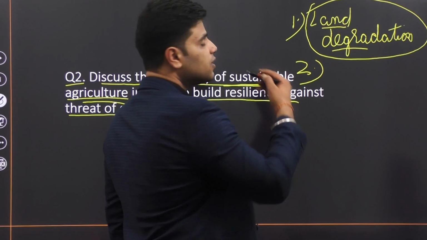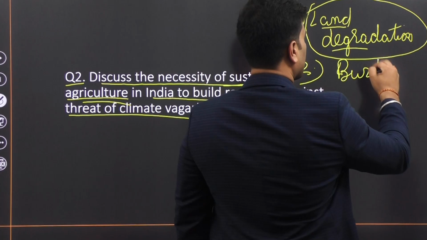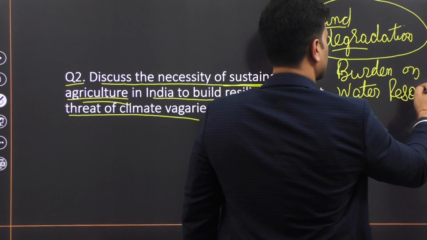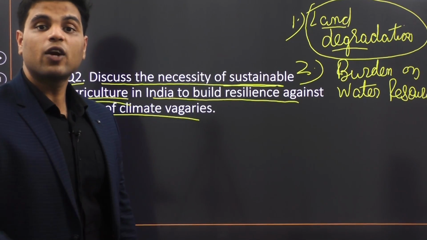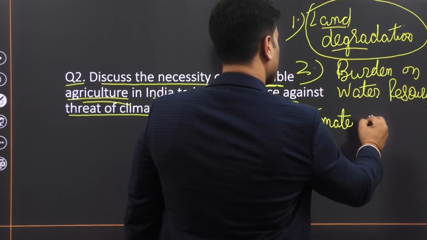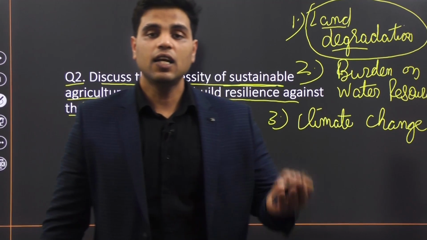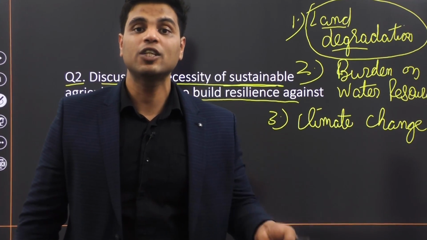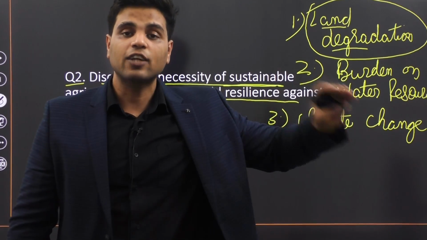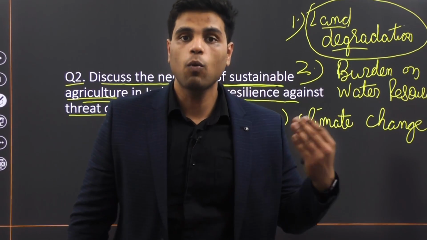Then, the other problem is the burden on water resources. We are overusing water. The third problem is climate change. You know, after industries, the largest contributor to greenhouse gas emission is agriculture. These water-clogged, water-submerged rice fields are actually a source of methane, which is a greenhouse gas, right? It has a huge global warming potential.